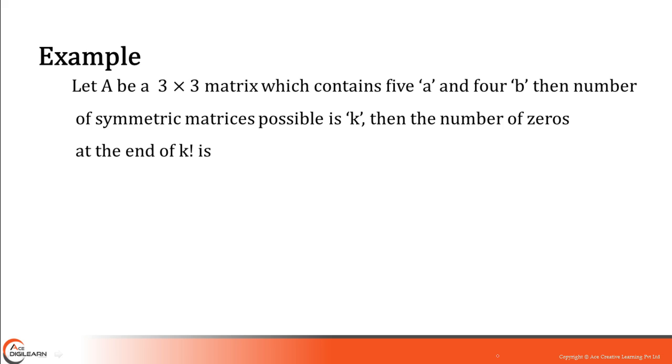Let us see one more question. Let A be a 3 by 3 matrix which contains 5 A's and 4 B's. Then number of symmetric matrices possible is K. Then the number of zeros at the end of K factorial is. Options are 2, 3, 4, 5. This is one good question.